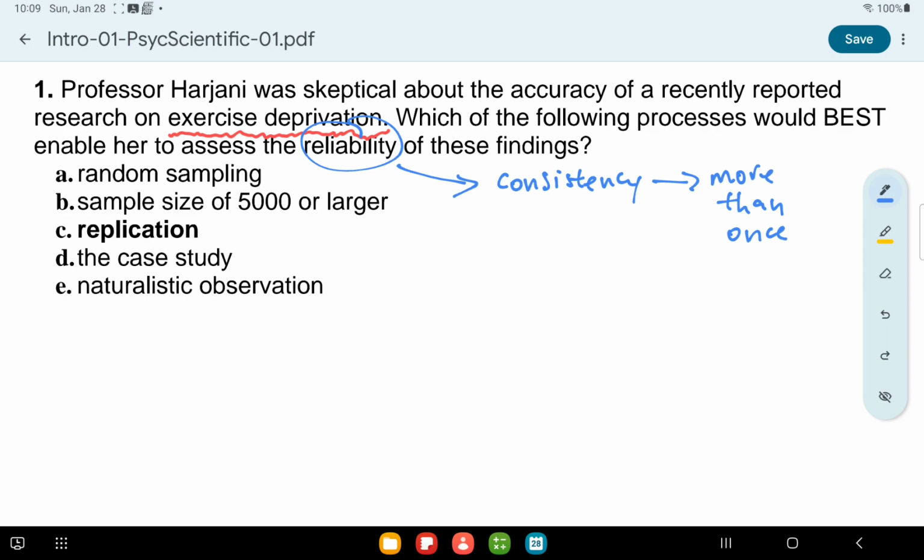Now, the idea of more than once, as the correct answer is indicated here: to replicate is to do the same thing again. Therefore, it's no surprise that answer option C is the best answer. The idea of doing the same thing again.